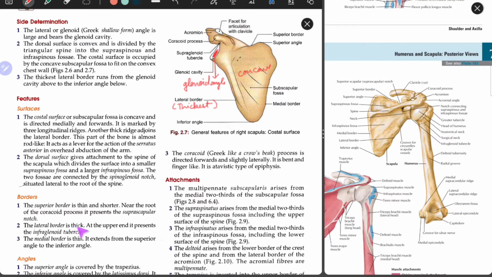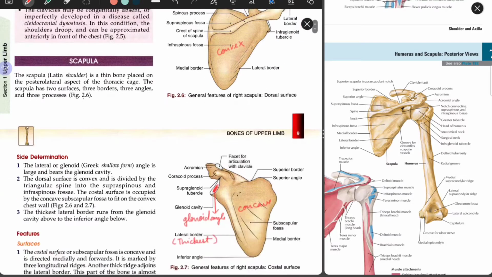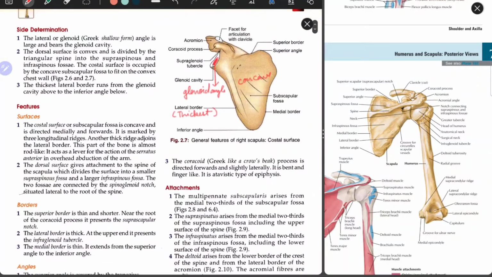Now the lateral border is thick as we have discussed before. At the upper end it presents the infraglenoid tubercle, as you can see here in Netter's diagram, or you can see over here also. This is infraglenoid tubercle and this is our lateral border. Now the third point is the medial border is thin. This is the medial border, it is thin and it extends from superior angle to the inferior angle.